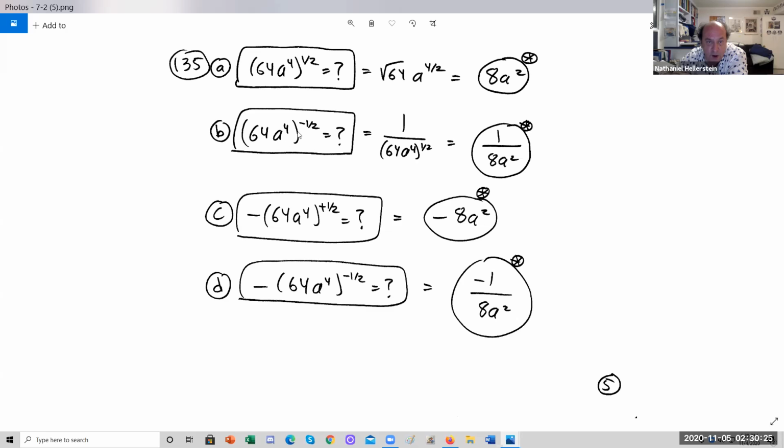Here I have 64a to the fourth to the negative 1/2. Well, a negative power means the reciprocal to a positive power. We already have 64a to the fourth. The half is 8a squared, so this becomes 1 over 8a squared. And finally this, you put a negative outside and a negative in the exponent. Do both things, you get negative 1 over 8a squared.